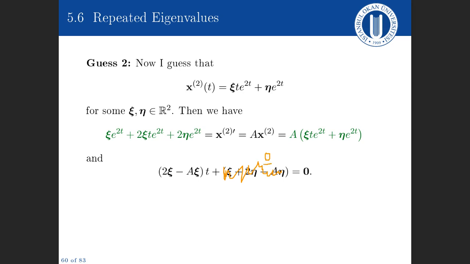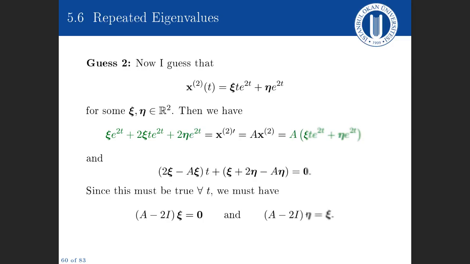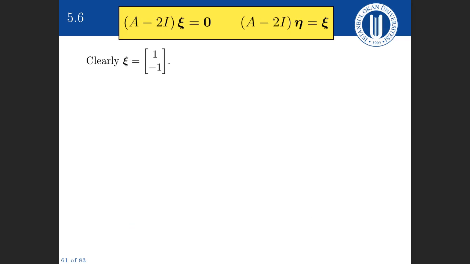And if we say we want this to be true at time t equal to 1, then we would just end up with 2 xi minus A xi is equal to 0. We need xi and eta to satisfy these two equations. The first one looks familiar. The first one is just the equation for an eigenvector. So we need to have that xi is the eigenvector. Clearly, xi is (1, -1).